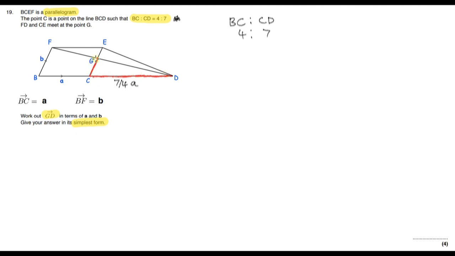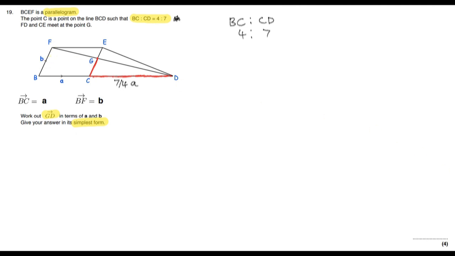Now we just need to work out the vector GC. So I can see that GC is going to be some multiple of B, because these two lines are parallel. So if we've got lines that are parallel, they're going in exactly the same direction. They're both going to be B, but we can see that this is just a smaller version of this one. So this is going to be some multiple of B. So how can we work out how many times smaller it is?